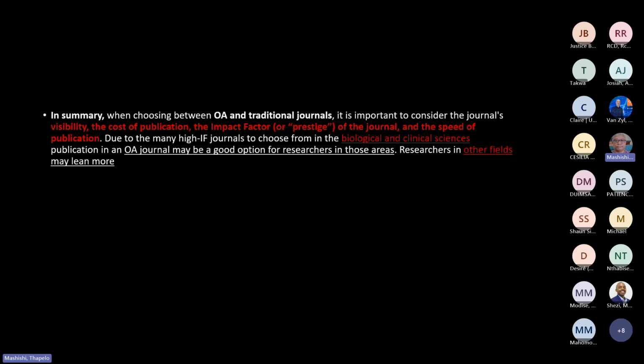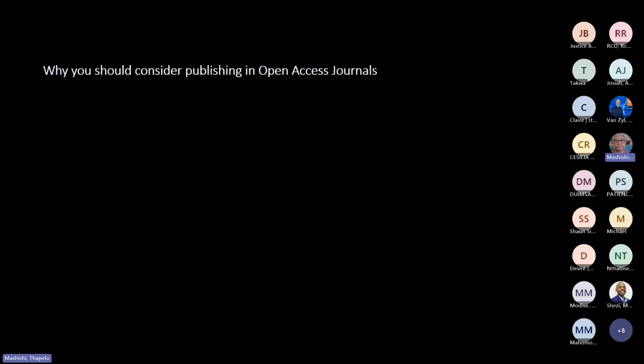Research analysts may lean more towards traditional publishing. I think Baker already mentioned that in the humanities, because it's mainly books or monographs that are published, people tend to publish more traditionally than in open access journals. Okay.